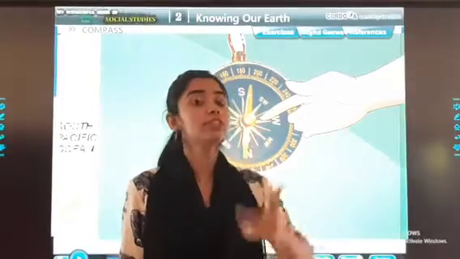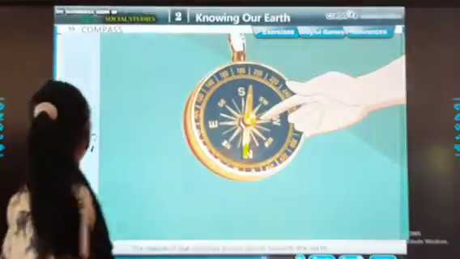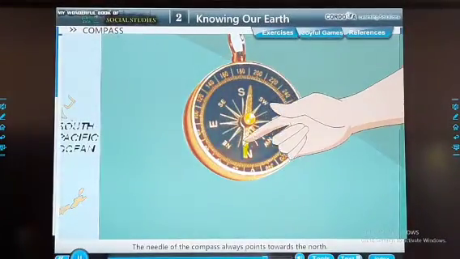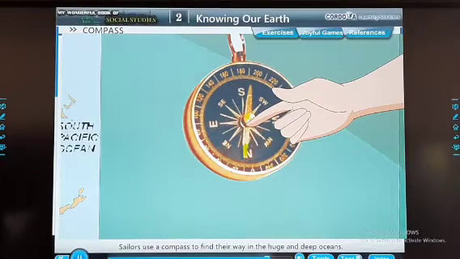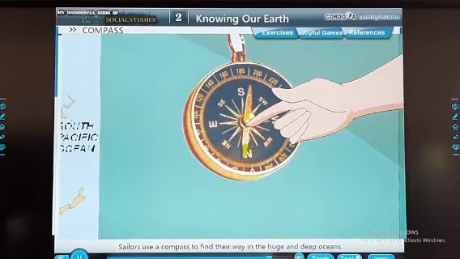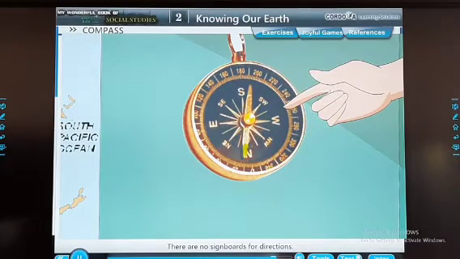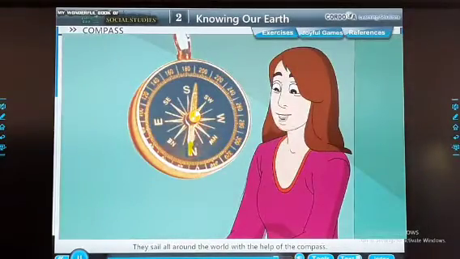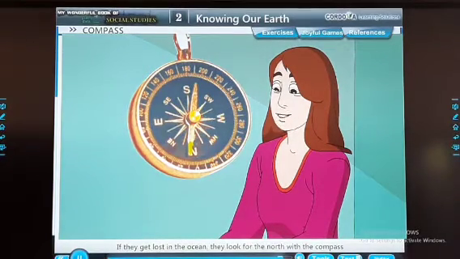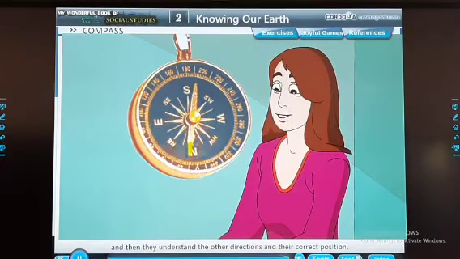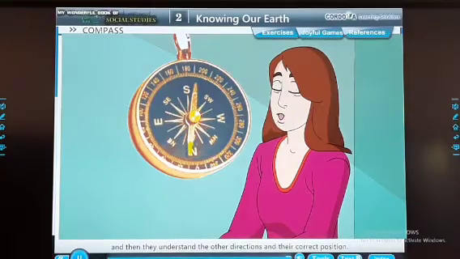Now, let's see the history about the compass. Compass always points towards the north. Sailors use a compass to find their way in the huge and deep oceans. There are no signboards for directions. They sail all around the world with the help of the compass. If they get lost in the ocean, they look for the north on the compass, and then they understand the other directions and their correct position.